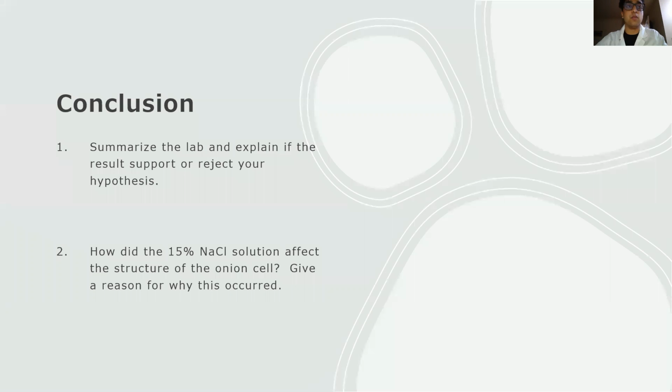And then one question I want to leave you with before we end this is, how did the 15% salt solution affect the structure of the onion cell? And give a reason for why this occurred. As you saw in the video, the scientists actually put in the distilled water and then the 15% salt solution, correct? What would have changed if you had just put the 15% salt solution into a normally peeled onion layer? Under the microscope, what would you have seen? Given the phenomena and changes we saw, what do you think would have happened?